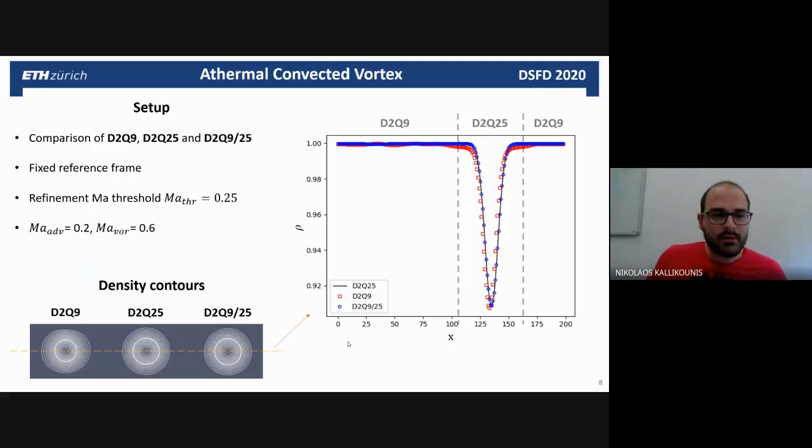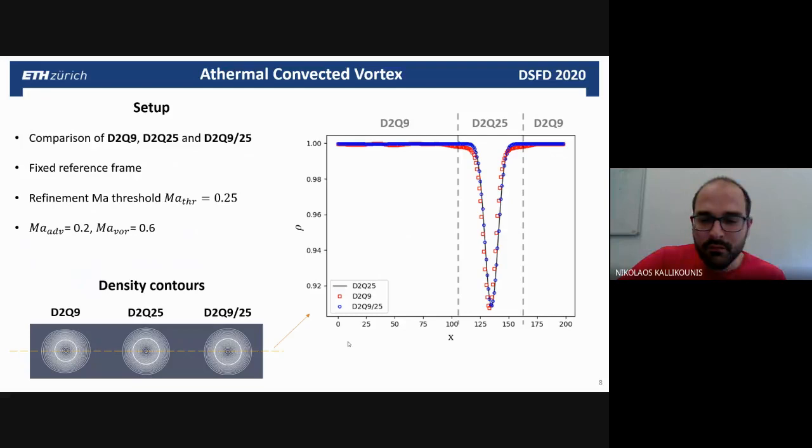The first simulation based on the fixed reference frame is the case of a non-thermal convected vortex. We are using the D2Q9 velocity set at the low Mach regions and the D2Q25 in the high Mach regions. The refinement criterion is a threshold on the Mach number equal to 0.25. The vortex is characterized by an advection Mach number of 0.2 and a vortex Mach number of 0.6.